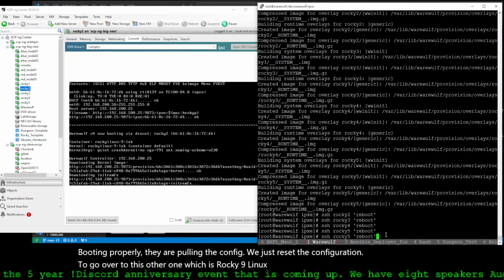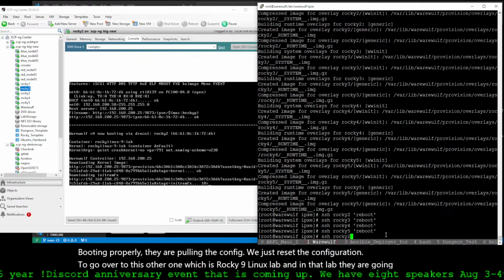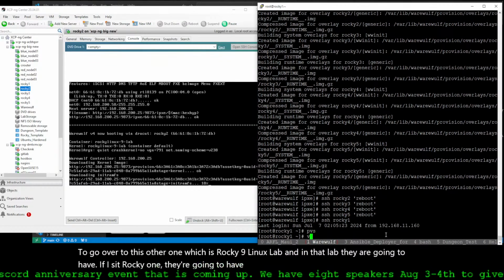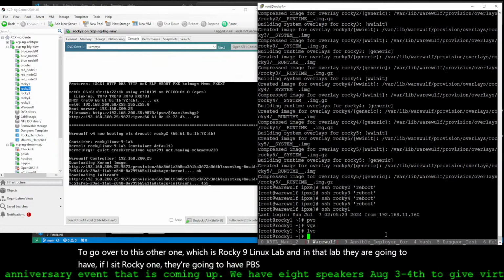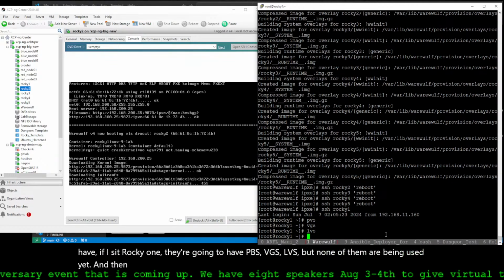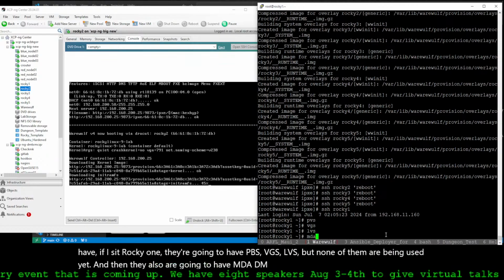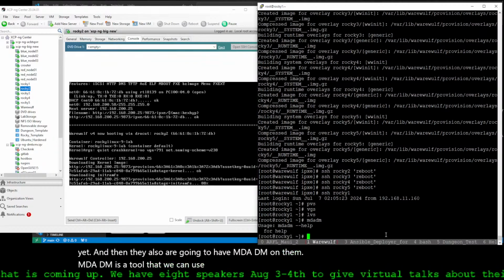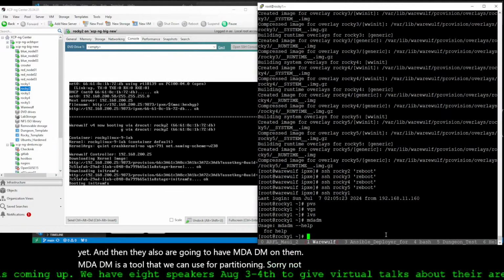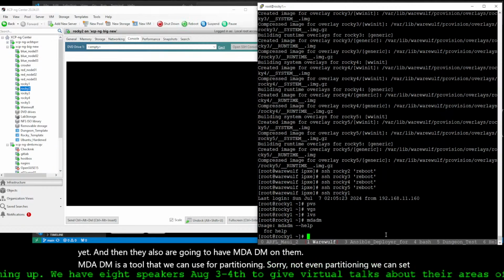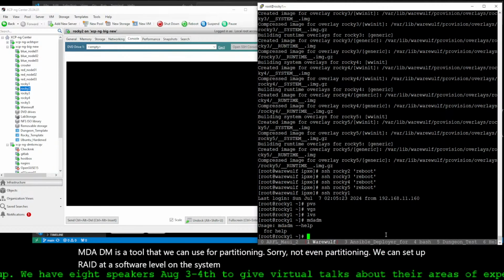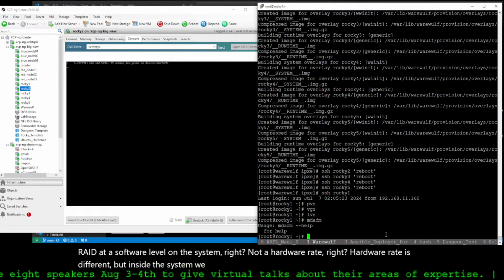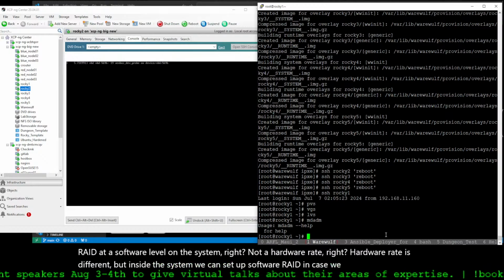And in that lab, if I switch to Rocky 1, they're going to have PVS, VGS, LVS, but none of them are being used yet. And then they also are going to have mdadm on them. mdadm is a tool that we can use for, sorry, not even partitioning. We can set up RAID at a software level on the system, right? Not a hardware RAID. Hardware RAID is different. But inside the system, we can set up software RAID in case we need to.